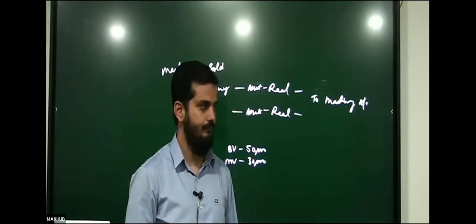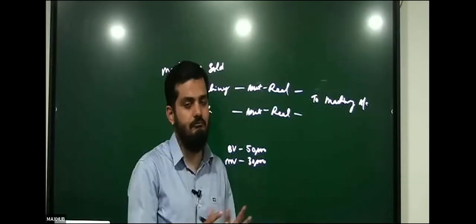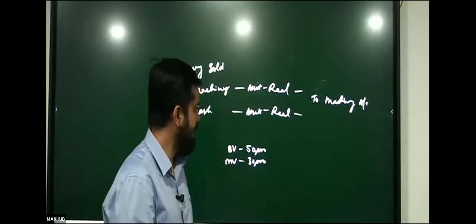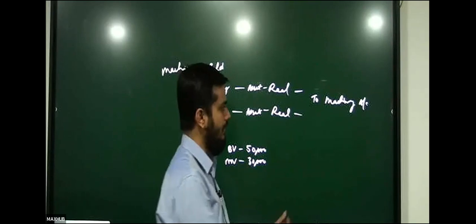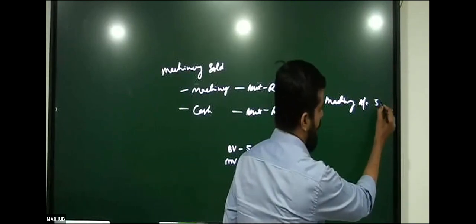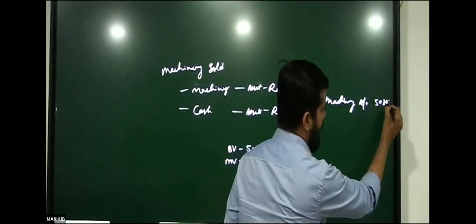Yes, sir. Because the moment you buy it, and tomorrow you go and sell it off, they won't give you the same price. So in the machinery account, how much do I have in my books? Book value is 50,000. On the credit side, I am writing 50,000.